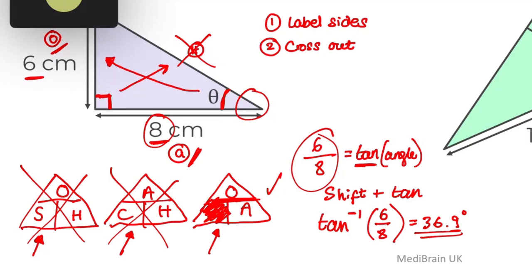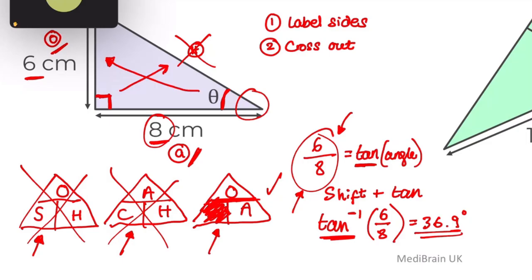So literally exact same concept. Once you've got to this point, you just need to click shift sin, shift cos, or shift tan, and that would get you sine to the power of -1, cos to the power of -1, or tan to the power of -1. And then once you've got that tan to the -1, you just type in what you've got over here, 6 over 8, and that would get you your angle.